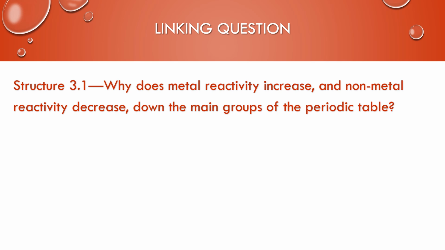Now this section links back to structure 3.1. Why does metal reactivity increase down the main group? That's because ionization energy decreases. It becomes easier to remove an electron, which makes metals more reactive because they're more likely to be oxidized. Non-metal reactivity decreases down a group because the nonmetals have less electronegativity. As you get further down a group, it's less likely for it to gain an electron from the outside because there's more energy levels. So it's less likely to undergo reduction.